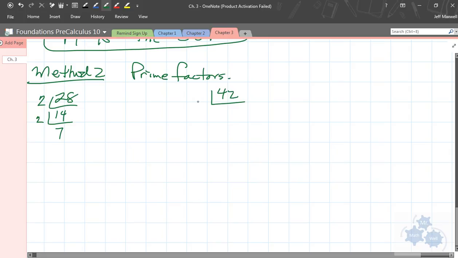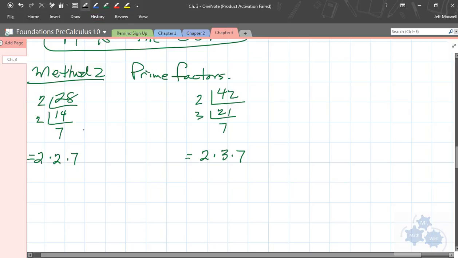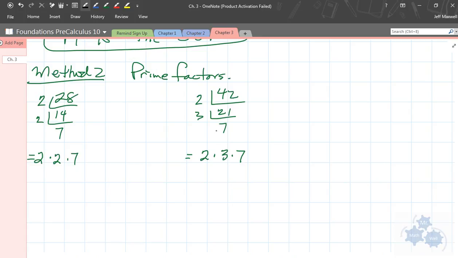42 divided by 2, 21. Divided by 3 is 7. So the prime factors are 2 times 2 times 7. And over here, it's 2 times 3 times 7. Everyone see that? Now, if you're doing the prime factorization method, which, to tell you the truth, that went quite a bit quicker, didn't it, than punching in your calculator, like 42 divided by 3 is what? This actually is quite a bit quicker.